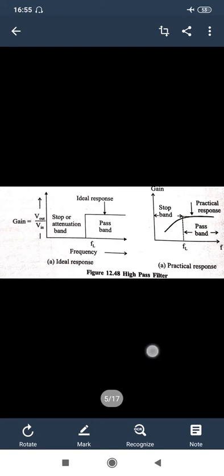So we have plotted here the graph between frequency and gain, the ideal response and the practical response. In gain, from 0 to fL we attenuate the frequencies, and from fL onward we have the passband graph. So this is the response of the ideal and the practical.